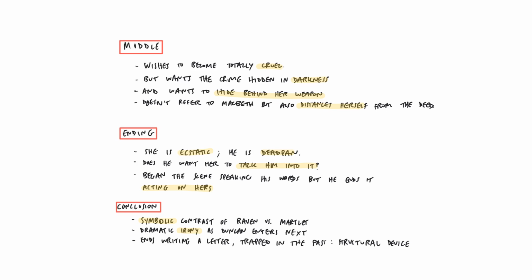When we first meet her, she is reading a letter, thinking about the future. In her last scene, she is writing a letter and trapped in the past. So the letter becomes a structural device for Shakespeare's portrayal of Lady Macbeth across the whole play.